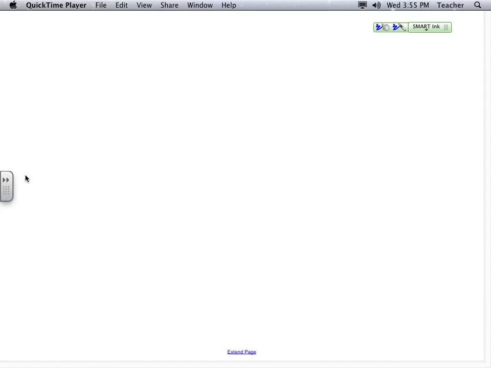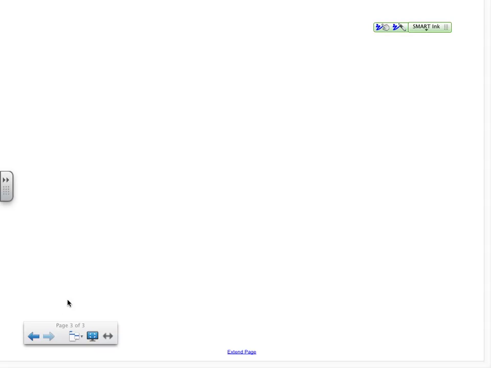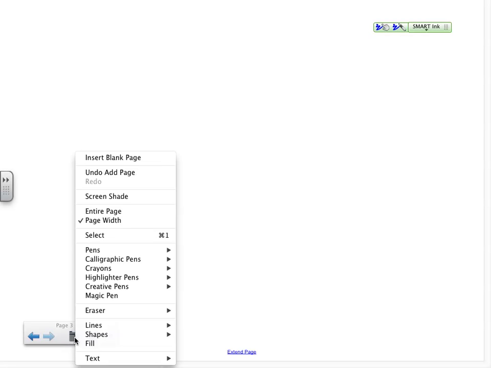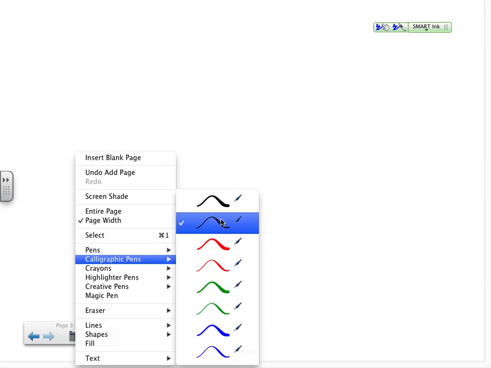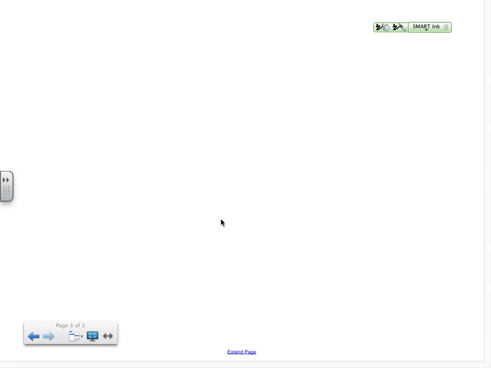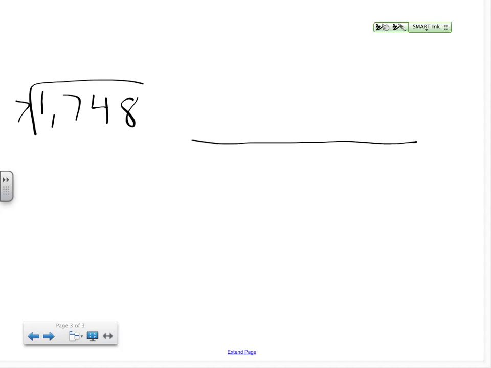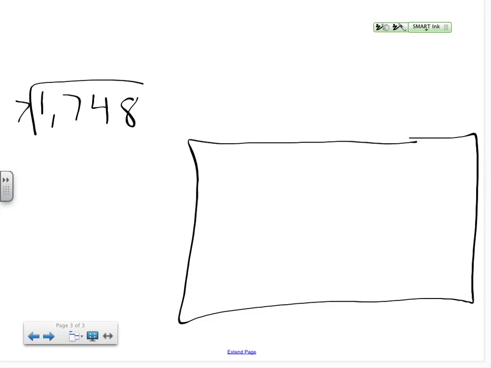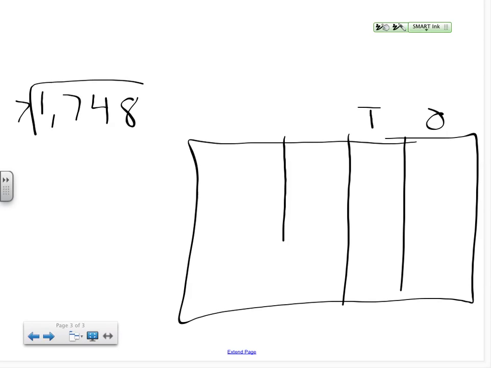The first one I'm going to do, I'm going to draw a picture to go with it, so hopefully it will make more sense to you. I'm going to do 1,748 divided by 7, and I'm also going to draw a picture over here of what it's going to look like. There's my ones, my tens, my hundreds, and my thousands, okay?